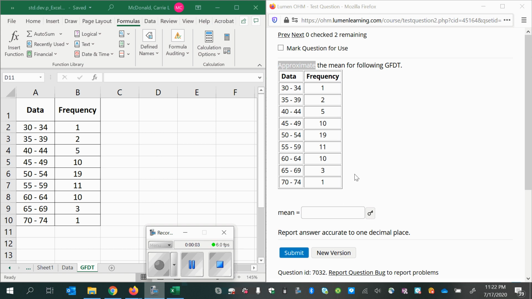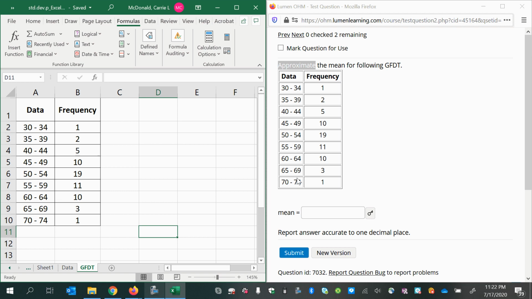In this video, we're going to learn how to estimate or approximate the mean for a grouped frequency distribution table. Now, the emphasis is on approximate because when you are dealing with a table like this, you are not able to see the original data values. The mean that you will calculate here will only be an estimate based on the midpoints of each class times the frequency of each class. And I'm going to spend a little time explaining why that makes sense.